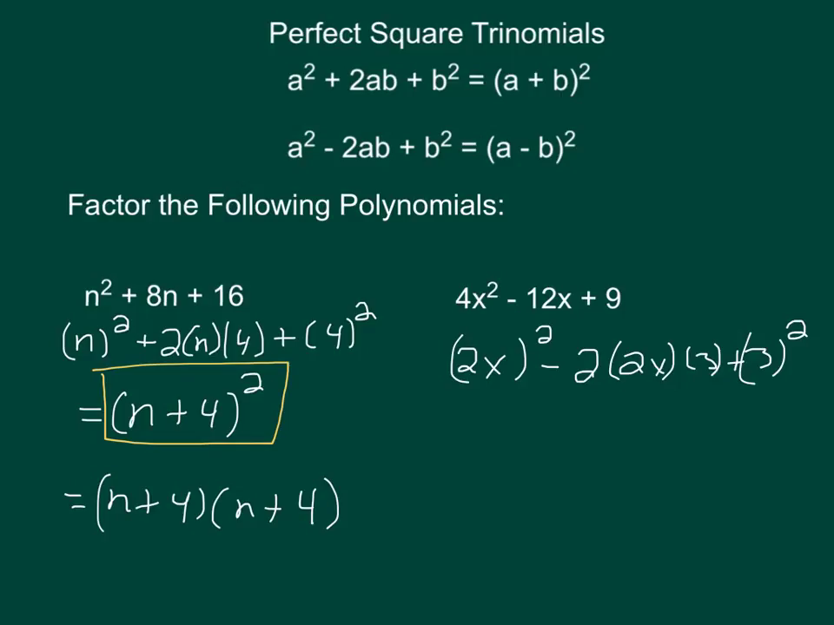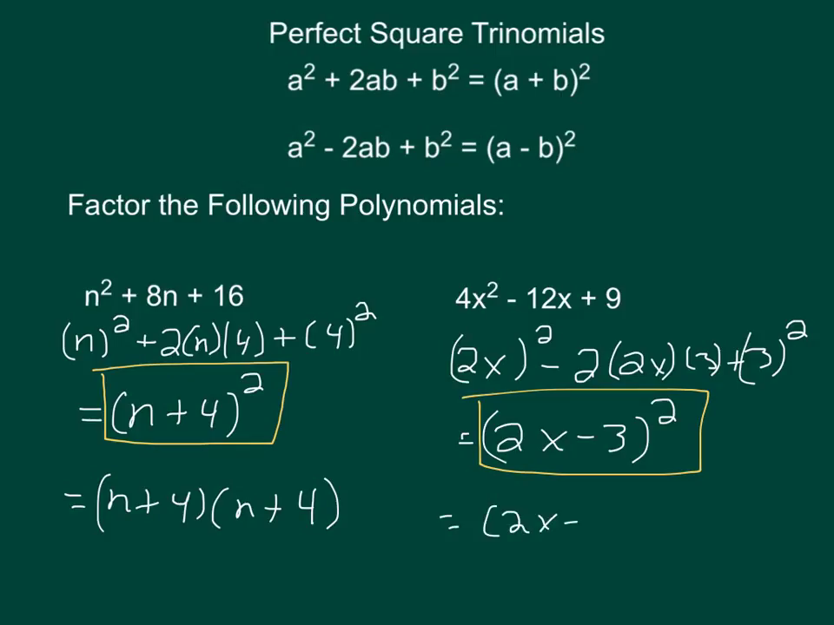It does. 2x times itself is 4x squared. Negative 2 times 2x times 3 is negative 12x, and 3 squared is 9. So because this is in the format that matches my second perfect square trinomial, I can immediately write it in the form 2x minus 3 squared. And just like the previous problem, you could write that out in an expanded form where you have 2x minus 3 times 2x minus 3.